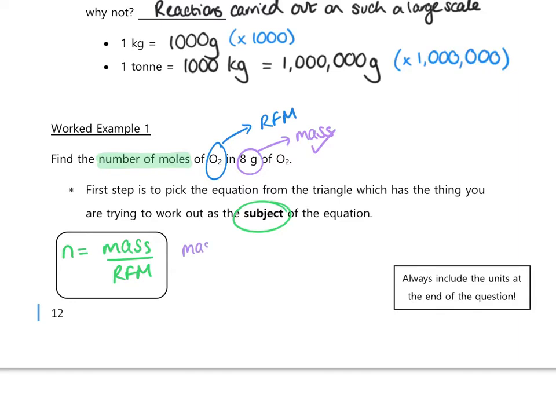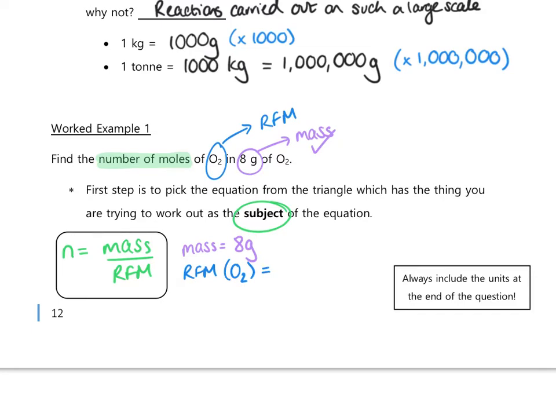Okay, so we are going to need the mass. So I'm going to write that the mass is equal to 8 grams, and I don't need to convert that. The RFM then, okay, so we need to work that out. So we can see that my formula is O2. So I'm going to put an RFM in brackets O2. So how do I work that out?